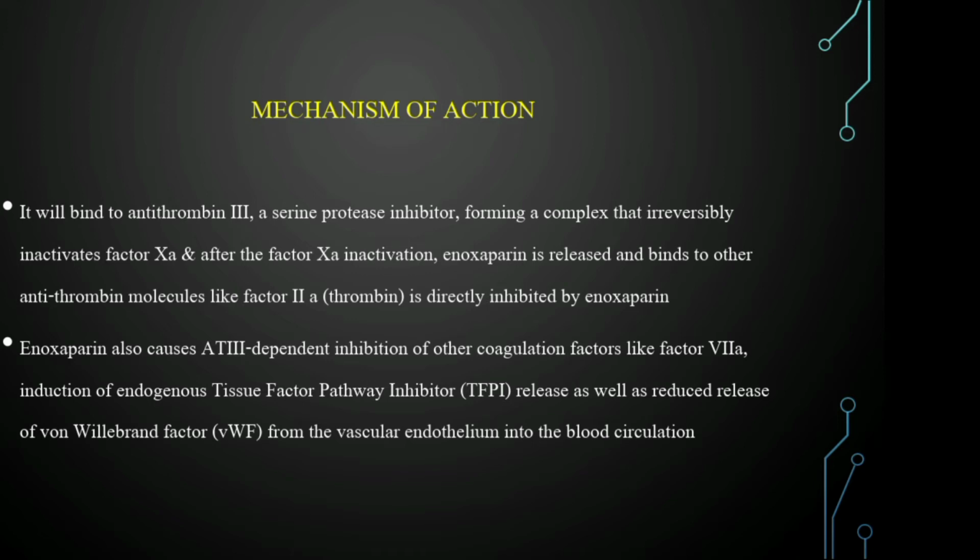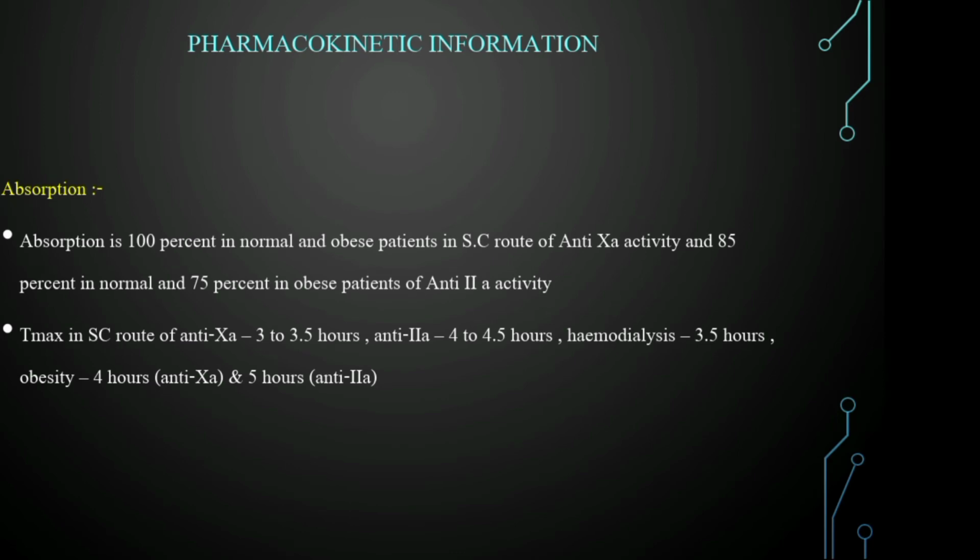the enoxaparin will also cause the antithrombin 3 dependent inhibition by inhibiting the other coagulation factors like 7A, induction of the endogenous tissue factor pathway inhibitor, TFPI, release, as well as the reduced release of VWF, which is one of the clotting factors, that is von Willebrand factor, from the vascular endothelium in the blood circulation. So the reduced release of von Willebrand factor will occur by the induction of these factors. So this is a brief mechanism of action regarding enoxaparin.